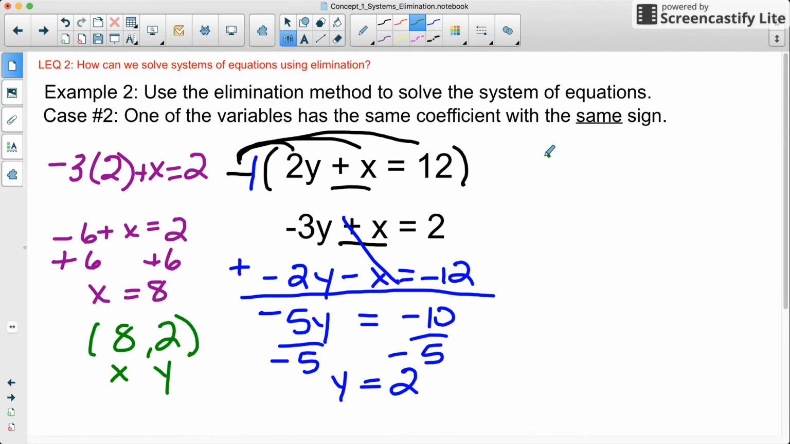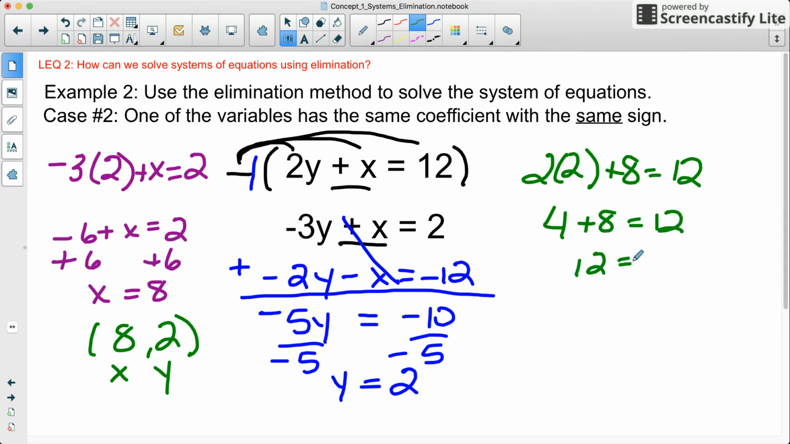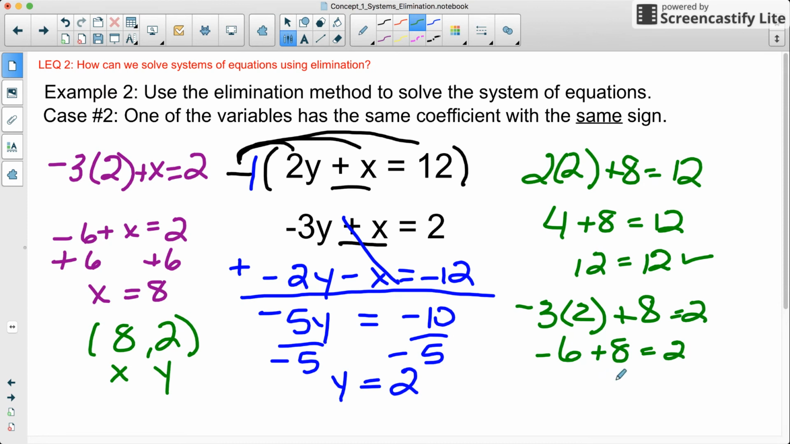Now we're going to check. 2 times 2 plus 8 equals 12. 2 times 2 is 4, plus 8. 4 plus 8 equals 12. It does work. Yay! And if we check the other one, which again we don't have to do, but since we're here, negative 3 times 2 plus 8 equals 2. Negative 3 times 2 is negative 6 plus 8 equals 2. Negative 6 plus 8 equals 2. 2 equals 2. It checks. Yay! We did it. It's right.